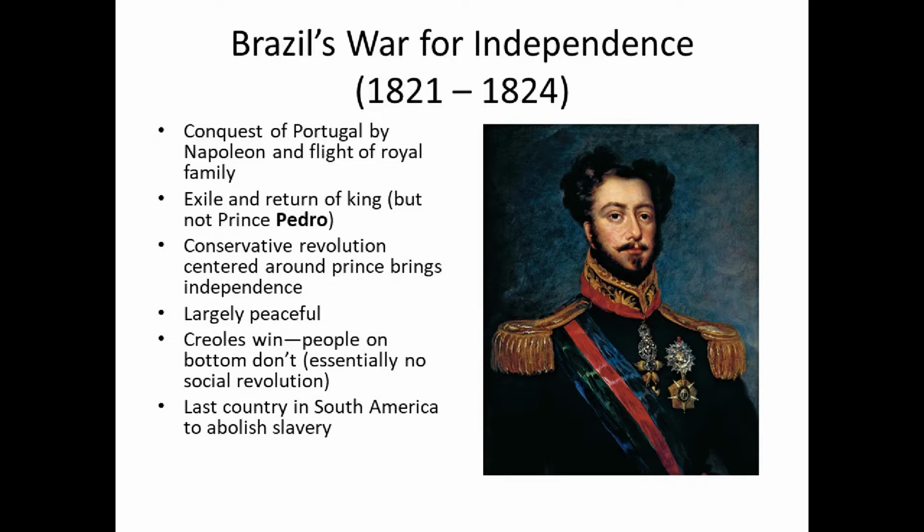And eventually, what will happen is that there will be a revolution, a conservative revolution centered around the prince, that will bring independence, right? So in 1821, an independence movement will be launched by Brazil, focusing on this descendant, Prince Pedro, this descendant of the King of Portugal. And this is going to be a largely peaceful war for independence. You may say, well, how's it peaceful when it lasts from 1821 to 1824? Well, I say that because we'll see it is comparatively peaceful to places like the revolutions in Mexico and Central America.